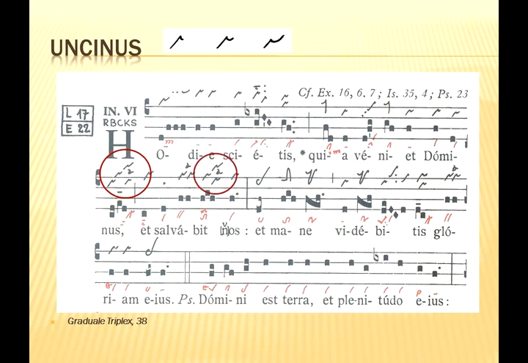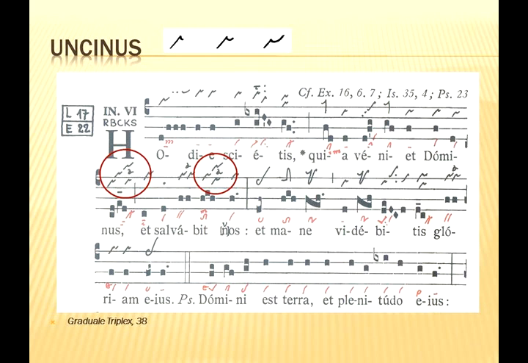This is the same with the 3 uncini over the syllable bit, B-I-T, at the end of the word salvabit. In this second case, there is also an A in the midst of this grouping, again indicating a lengthening. Now the question arises, is this uncinus with a slightly longer tail longer in duration than the others?